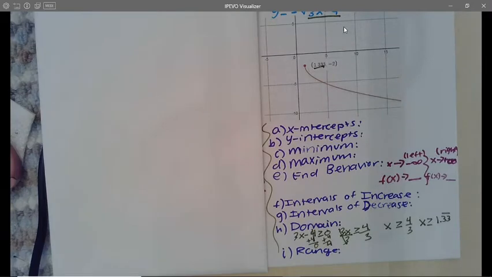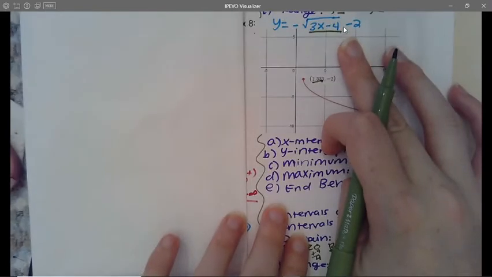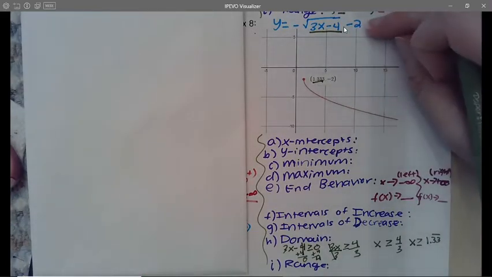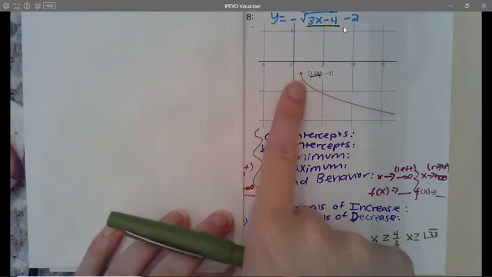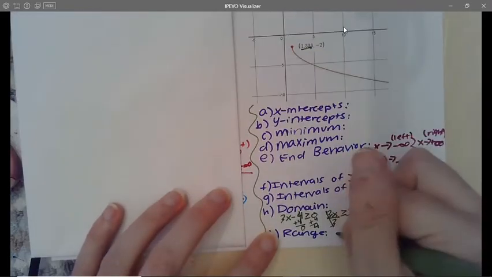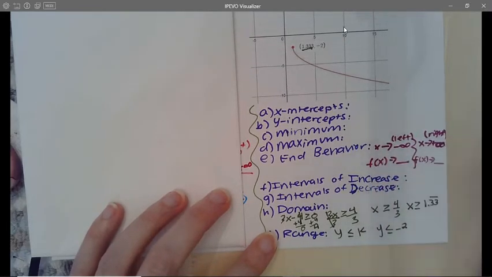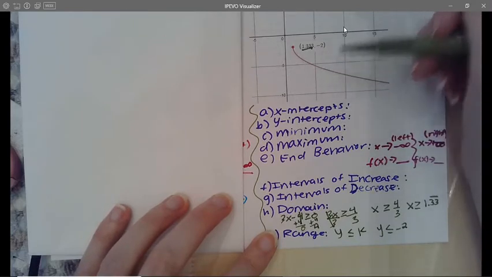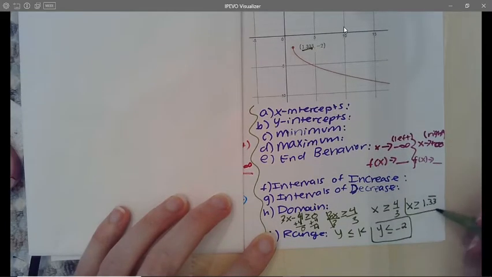The way that you get your range is by identifying the k value if you think about transformations. So the k value is whatever is added or subtracted to the very end of the square root, which happens to be -2. And since my graph is heading downward, remember the shortcut, if it's decreasing, y is less than or equal to k, which happens to be y is less than or equal to -2. Or another way, these values are all lower than 2. They're less than 2. So that's another way to determine that it's less than or equal to -2.